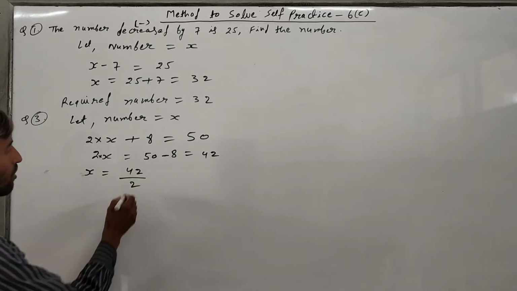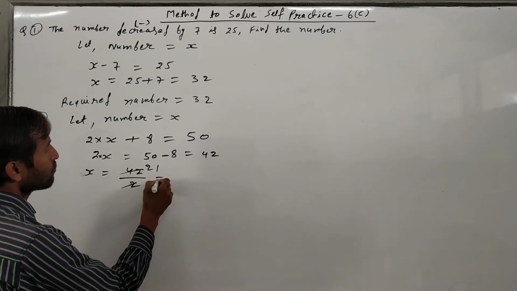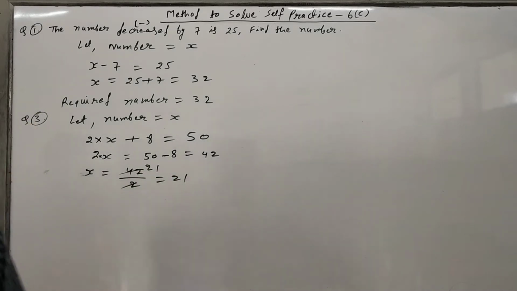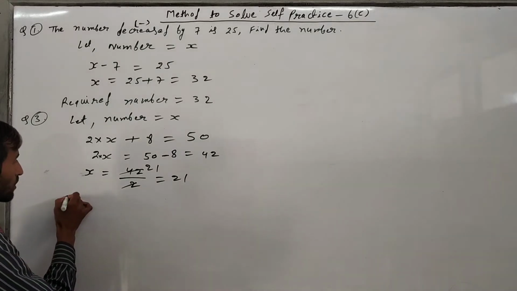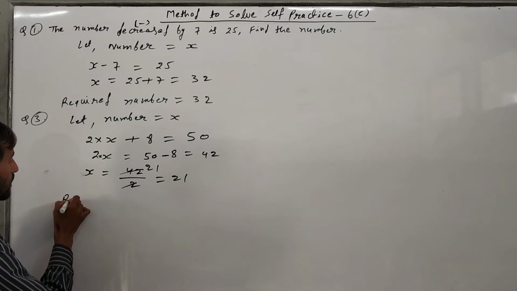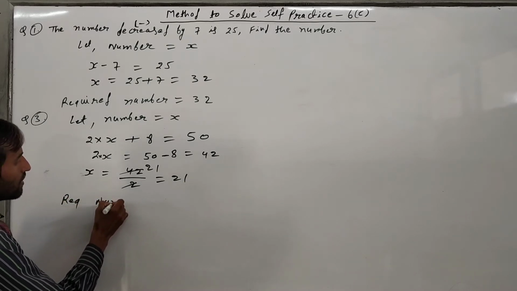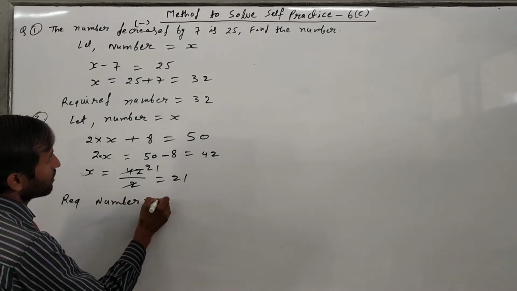Now we can cancel out here, 21. So the final answer is 21. So the required number is equal to 21. Okay. So this is the final number. Final answer: the required number is equal to 21. This is the final answer.